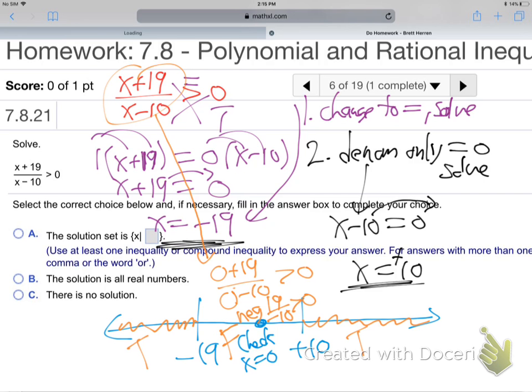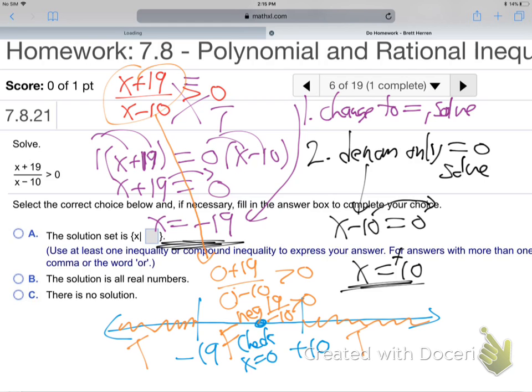So see how it's kind of the same every time. Step 1, change to equals and solve. Step 2, denominator only and solve. Then go to the number line. And now you check wherever 0 is. That came out false, so the middle's false, so true, false, true. Now how do we say the answer?